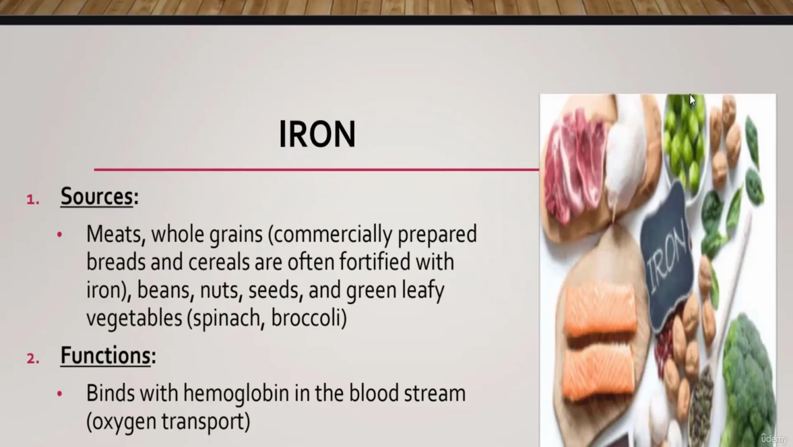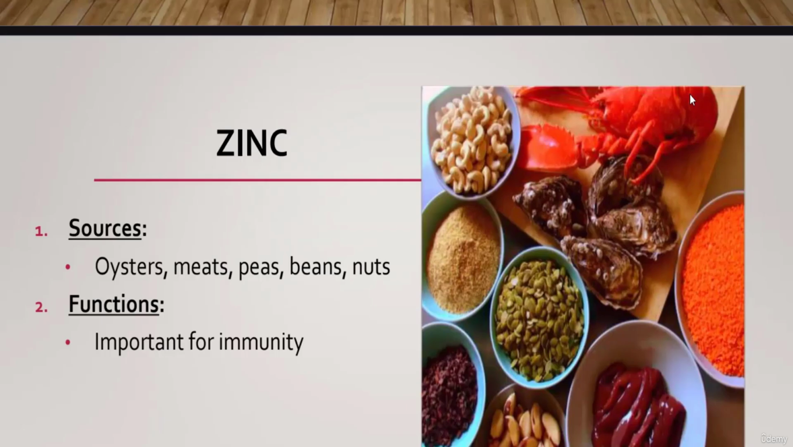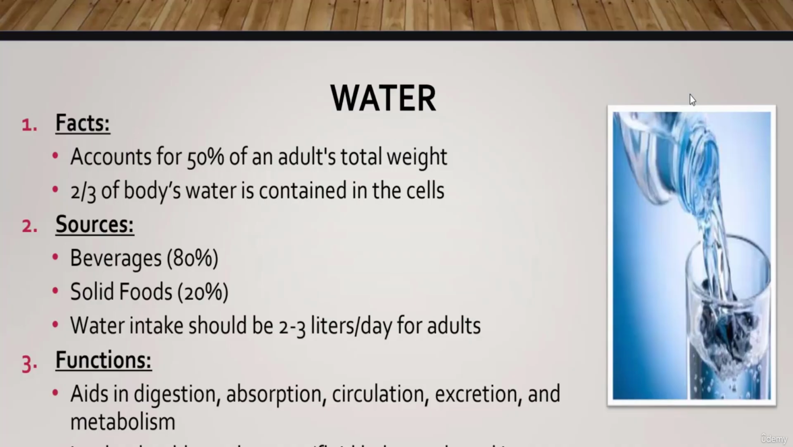Iron, one of my favorite supplements, right, is found in meats, whole grains, right, and its function is to bind with hemoglobin in the bloodstream, so for oxygen transport. Iodine is table salt, okay, it's important for thyroid function. Zinc is important for immunity, okay.